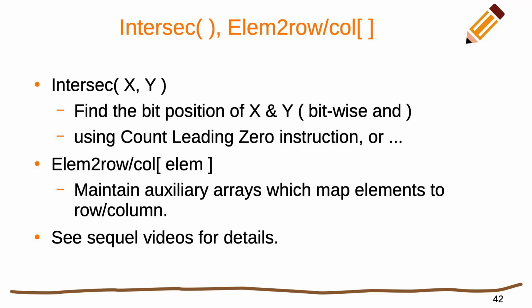The lm2 row and lm2 col functions are not so obvious. A practical solution is to maintain small lookup tables that map element values to their corresponding row or column indices. See the sequel video for details of this implementation.